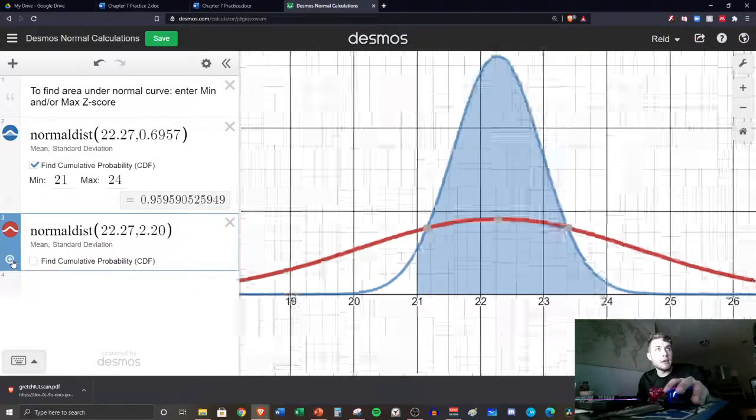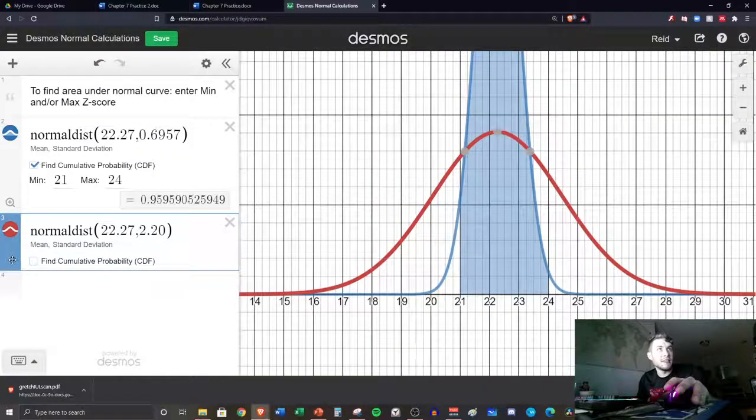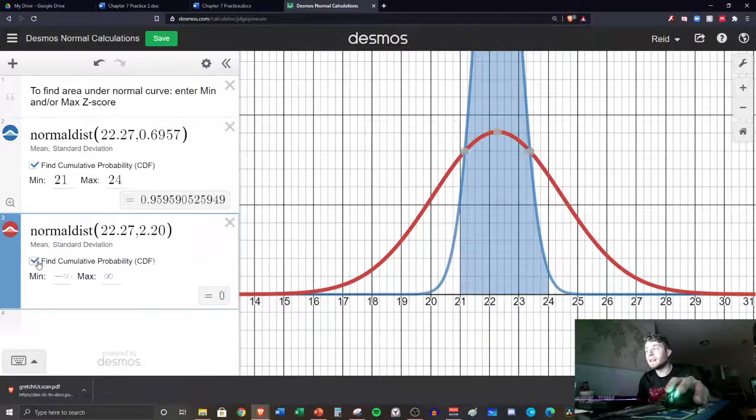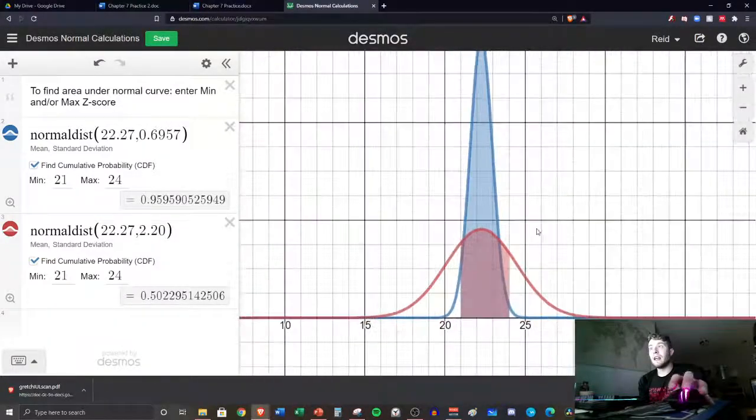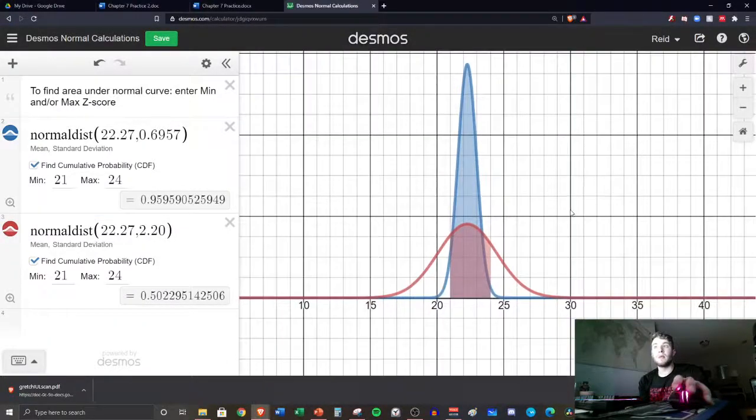But if I zoom in on it, there it is, right? And it's going to go between the same boundaries here and here, or 21 to 24. So let's do that. Find cumulative probability 21, 24, and you can see that blue distribution, the one with less spread, has more values within that deviation. Look at the difference in the probabilities.